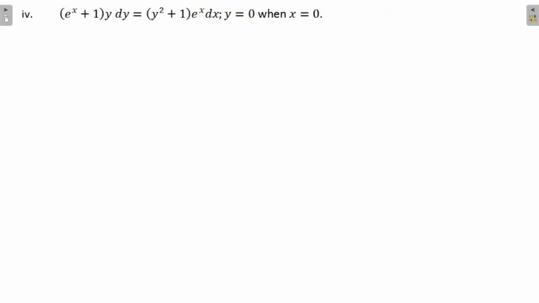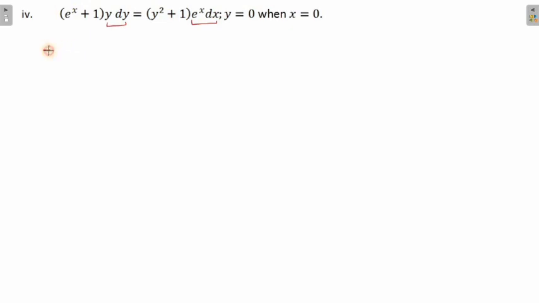Let's have a look at this question. This is going to be the last question for today. We have to first separate the variables. Here we have y dy, and here we have x and dx, e to the power x dx. Now bring this y out here and bring this entire x to the right hand side.